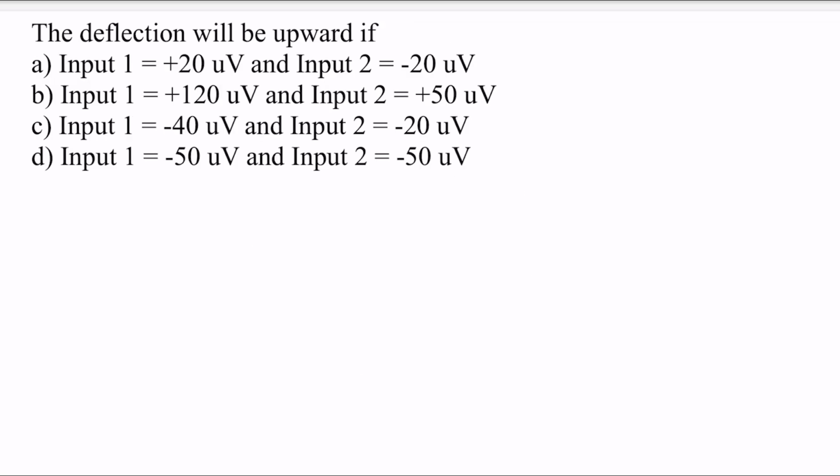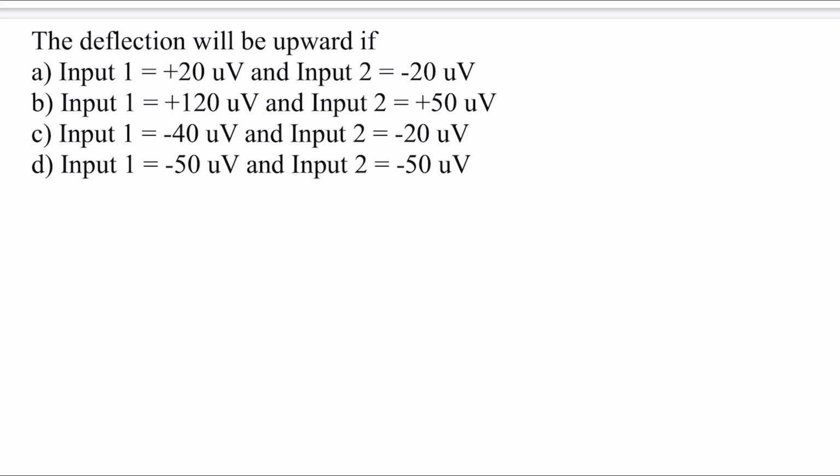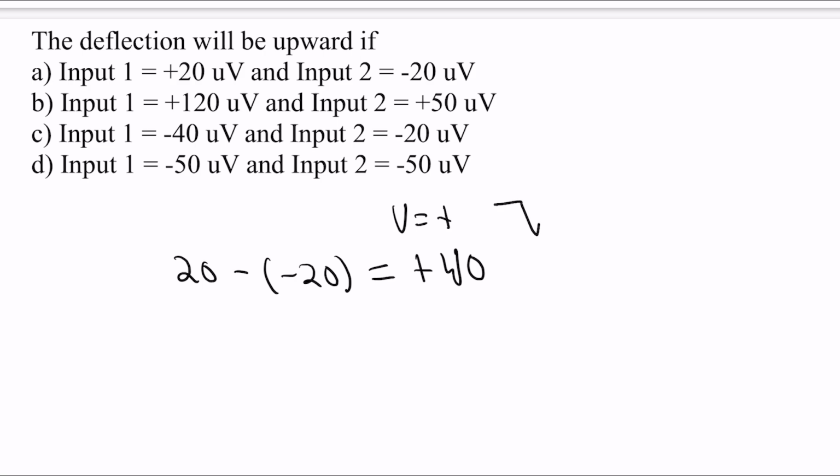All right, let's try one last one. This one says the deflection will be upward if blank. In order for a deflection to be upward, the voltage must be negative, right? So here we're looking for a total voltage that is negative. Let's start with option A. We have electrode 1 subtract electrode 2, so 20 microvolts subtract negative 20 microvolts, which if you throw that into a calculator gives you a positive 40 microvolts. If voltage is positive, then we will have a downward deflection. So it can't be A.